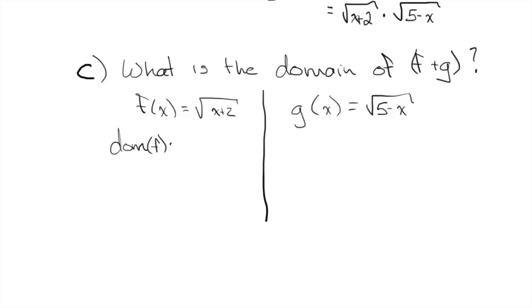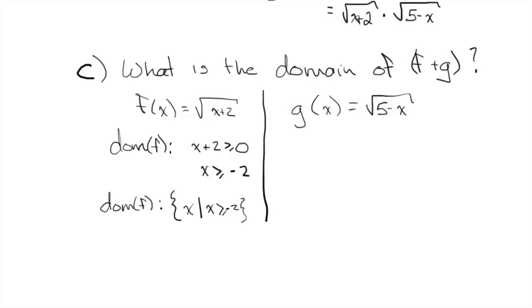The way we're going to do that is the domain of f is when the square root is positive or equal to 0. So everything under the square root has to be bigger than or equal to 0. So that means x plus 2 has to be bigger than or equal to 0. Subtracting 2 from both sides means x has to be bigger than or equal to negative 2. So the domain of f is the set of all x such that x is bigger than or equal to negative 2. Negative 2, sorry.